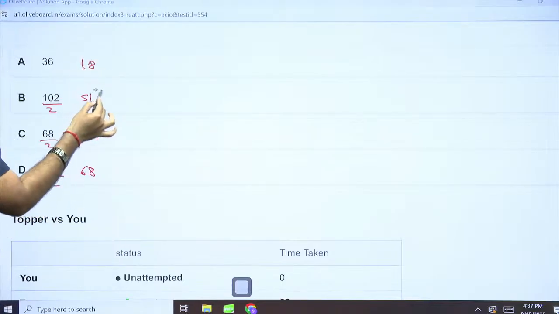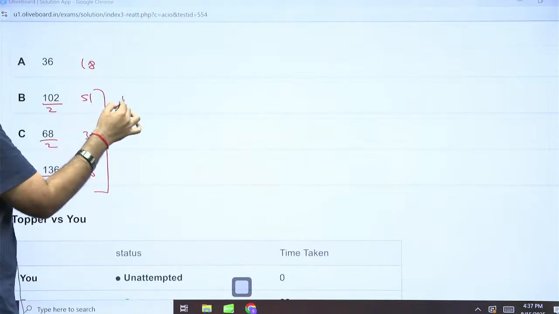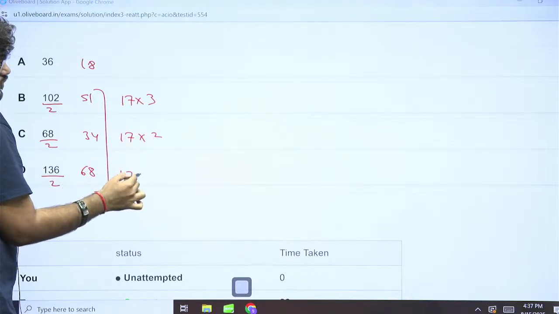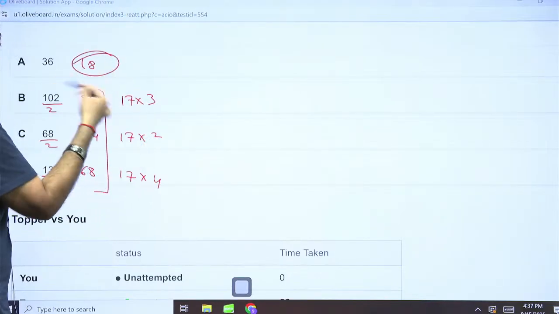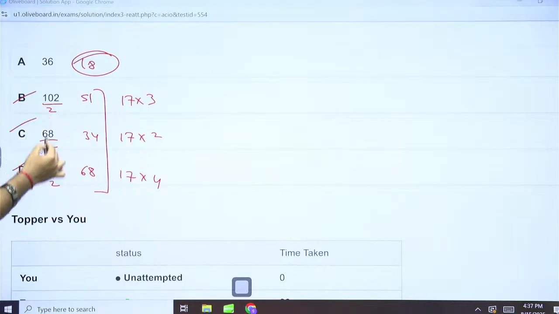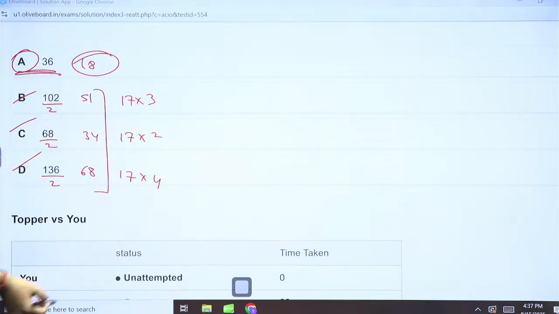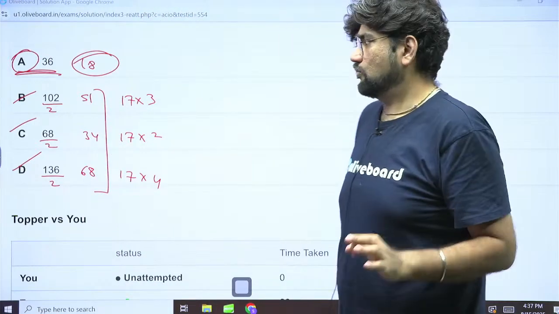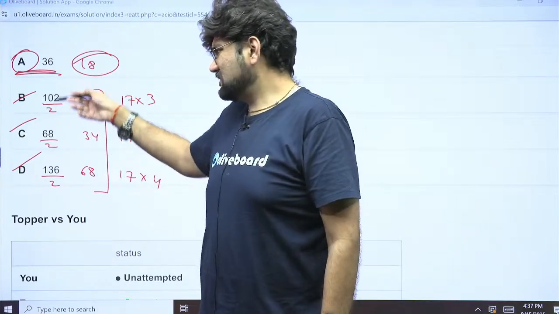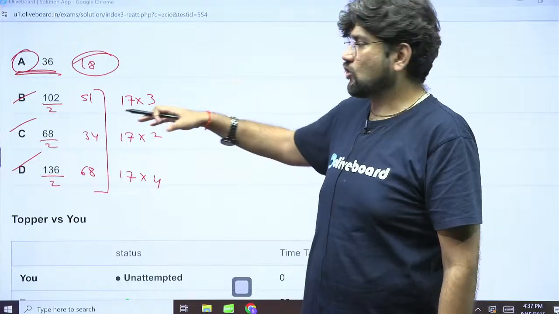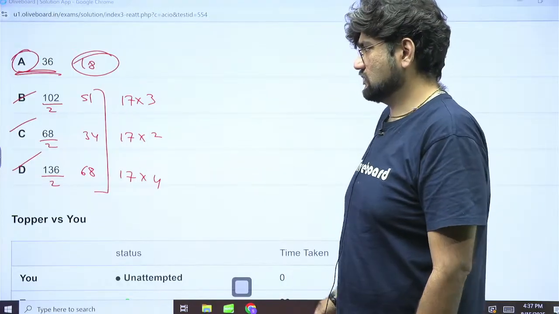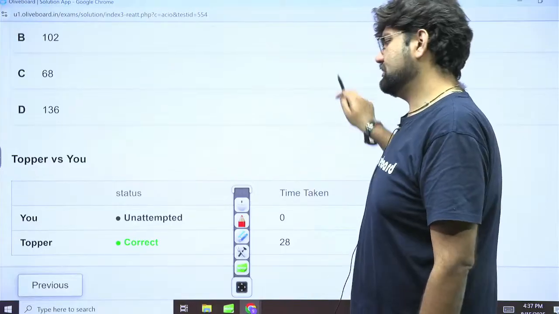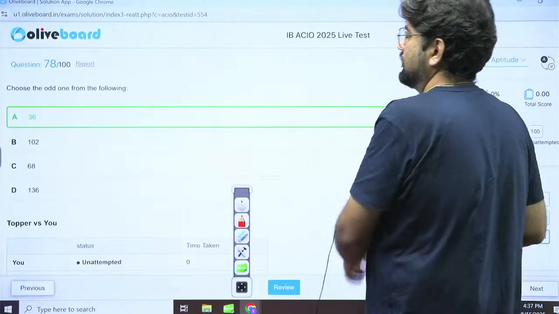Now these three are multiples of 17. This is 17 into 3. This is 17 into 2. This is 17 into 4. This is not. So these three are multiples of 17. This is not. So option A should be my correct answer. So my idea is to group the other three into a single group. If you are not able to find out something, just take the common factor out and you'll be able to see your answers. So probably option A is the right answer, which is true. 28 seconds. Very nice. Perfect.